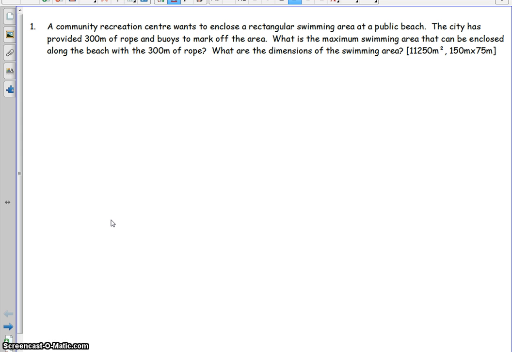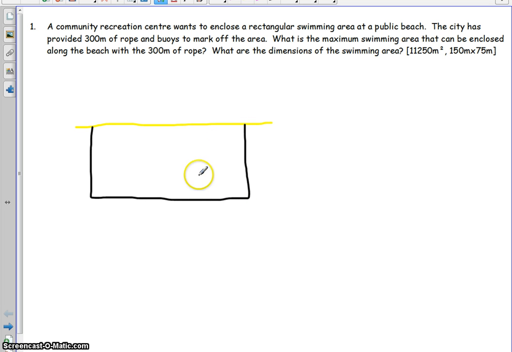So the big thing here is we want to enclose a rectangular swimming area along the beach. So picture what we have going on here. We have some sort of beach that we're going to put in yellow over here, and there's going to be a rope going off into the water. So it's going to be rectangular in here. We're going to have rope going along like this, so the rope is only going to cover 3 of the 4 sides. So this is what we're trying to rope off.